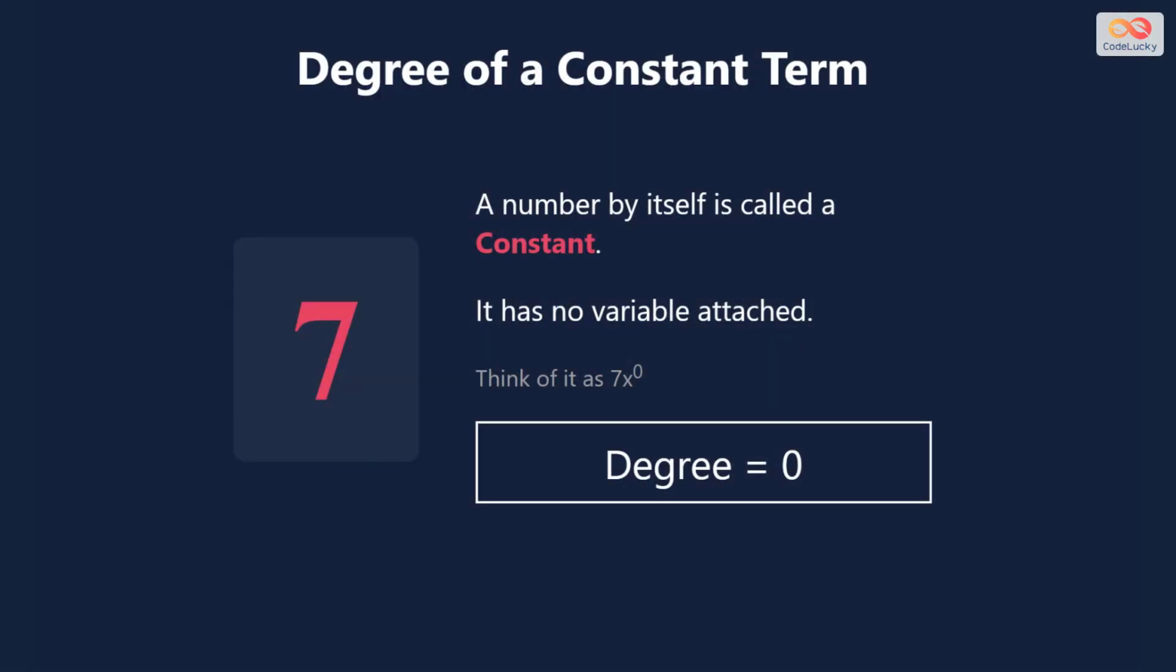What about a plain number like 7? This is called a constant. Since it has no variable attached to it, its degree is 0. You can think of it as 7 times x to the power of 0.